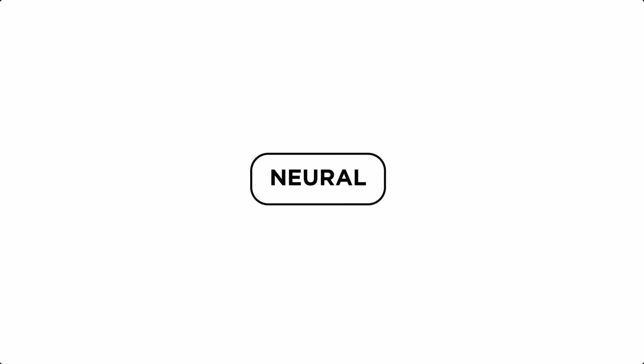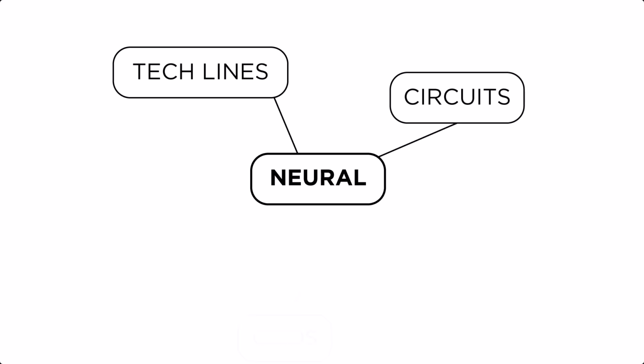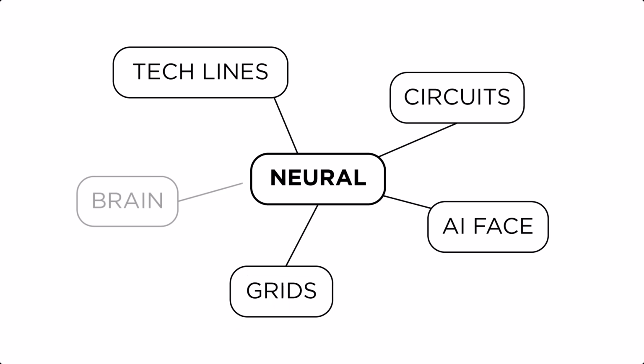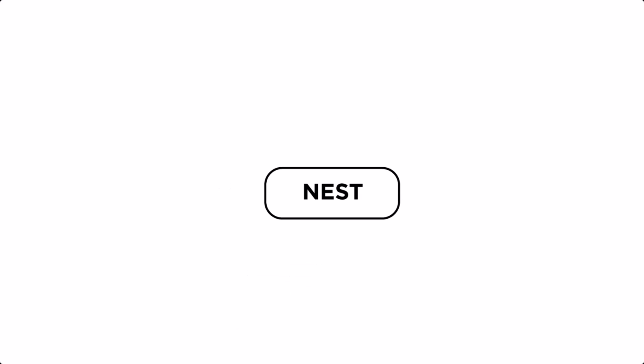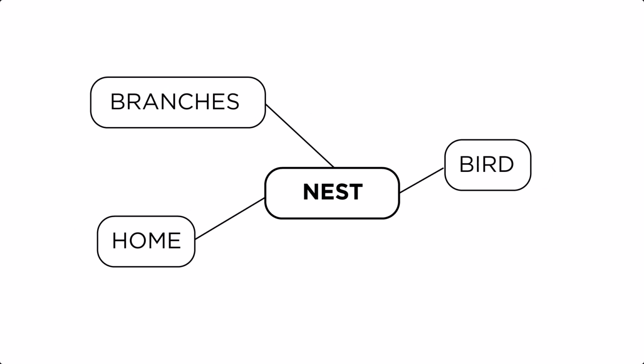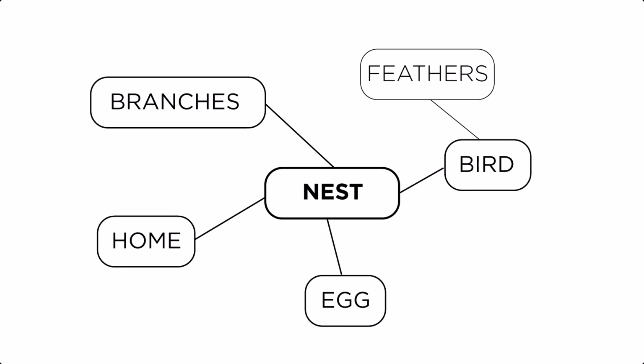With the brief in hand, I did what I always do first, extract the words that paint pictures. Starting with neural, I pulled out visual cues like tech lines, circuits, grids, AI face, and brain. Then from nest came a different palette. Home, branches, bird. And from bird I got feathers, then egg. And from egg I pulled the word shell.